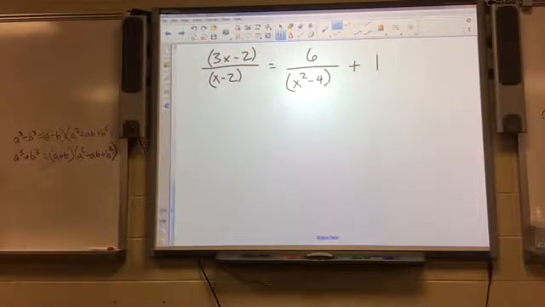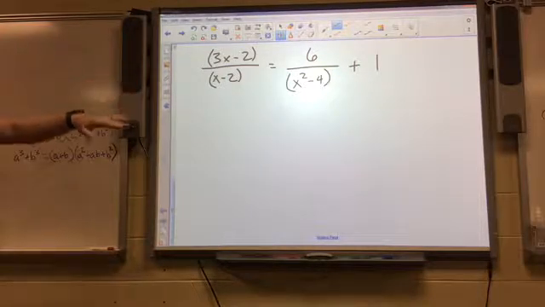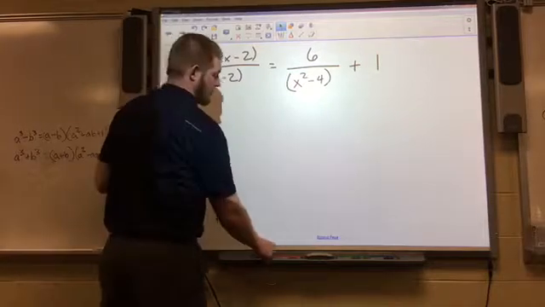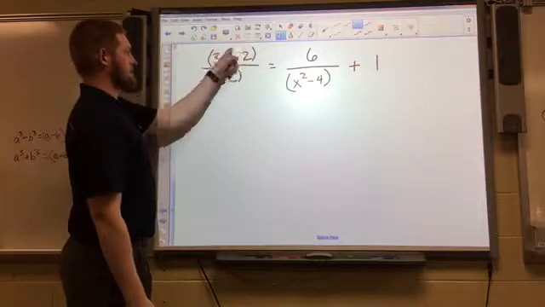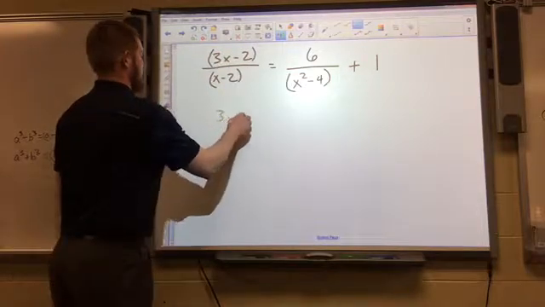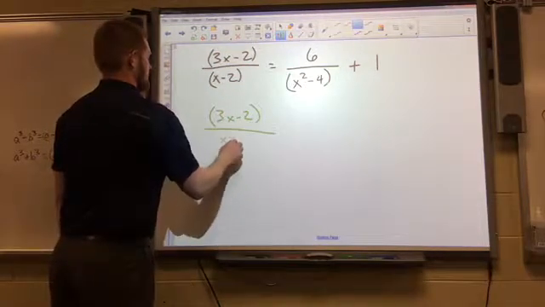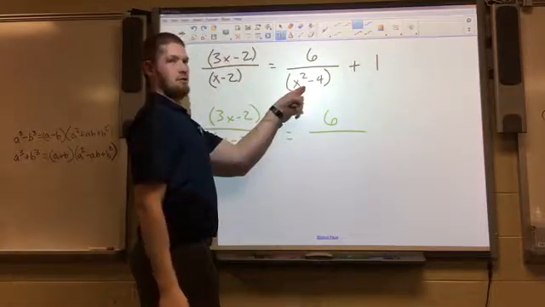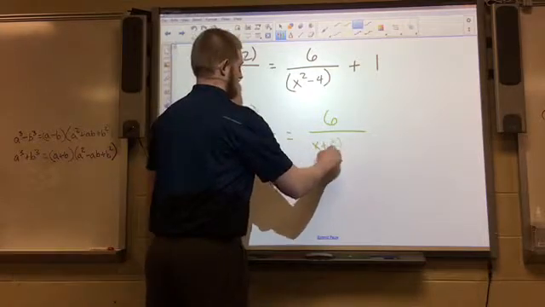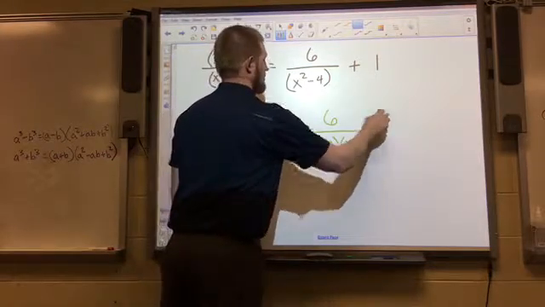The first thing that you should have noticed when I started doing this was what? The difference, those are perfect squares. So I have a difference of 2 squares here, right? So is this factored all the way? No. Just like what we've been doing, before you start working these problems, you want to factor these as far as you can. Can I factor this? No. So I still have 3x minus 2 over x minus 2 equals 6 over, what's this factor to? X plus 2, x minus 2, plus 1.